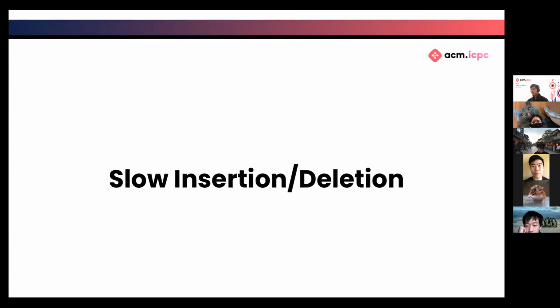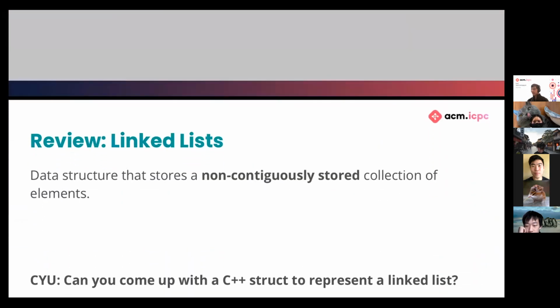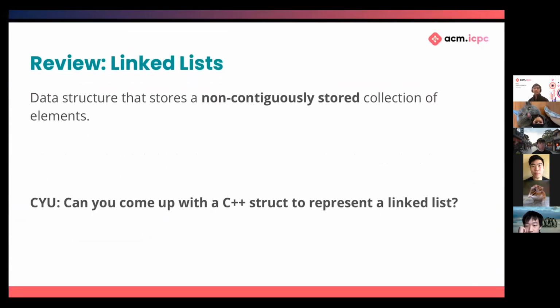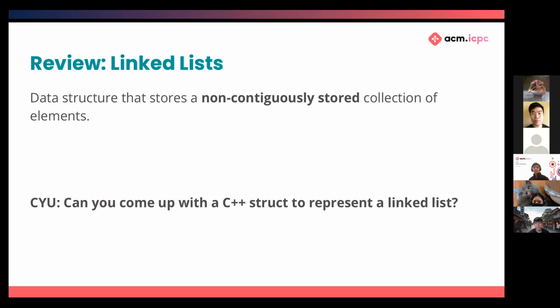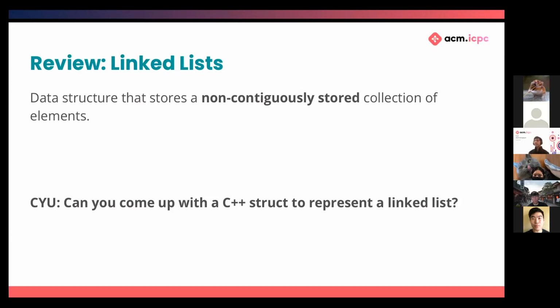So to make up for those downsides, we have another data structure called a linked list. We're going to see that this linked list has the opposite trade-off, a slow random access for fast insertion and deletion. And now can I get a show of hands who is familiar with a linked list and how it's constructed? Okay, that looks like quite a lot of you. So then does anyone know a C++ struct that we can use to represent a linked list? Or can anyone write one and put in chat?